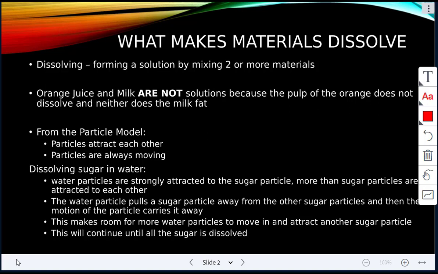Now that it's carried away, there's going to be room for more water particles to move in, attract another sugar particle, and pull it away as well. And this process will continue until all the sugar gets dissolved.